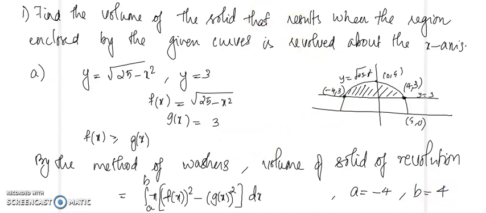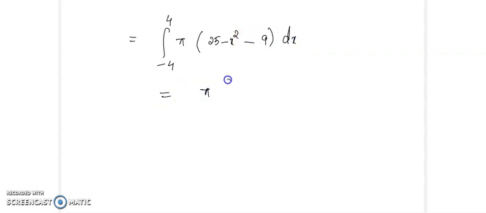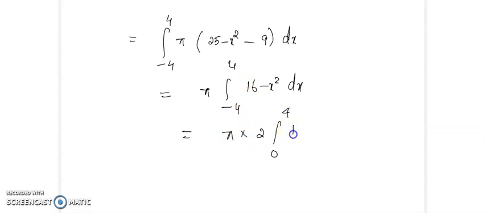So let us substitute the value of a, b, f and g. So that is integral minus 4 to 4 pi, the 25 minus x square after we take the square, minus 9 dx. So that will be pi integral minus 4 to 4 16 minus x square dx. Now this is an even function, so I can write 2 times integral 0 to 4 16 minus x square dx.